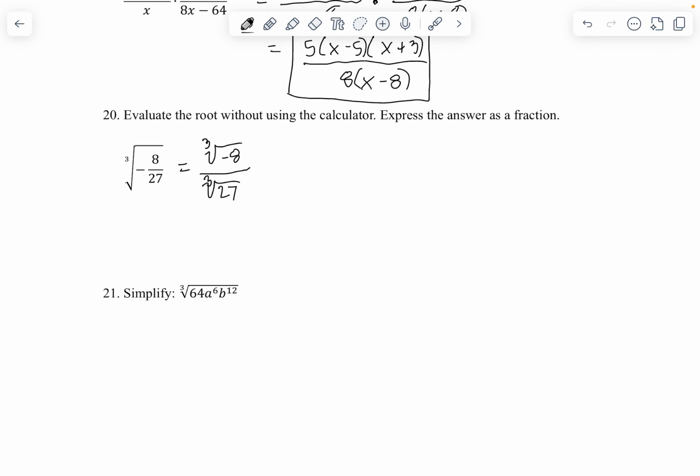A cube root is a number that when it's cubed, you get the original number, right? So the number that you cube to get negative 8 would be negative 2, right? Negative 2 cubed is negative 8. So I get negative 2 on top, and then the cube root of 27 is 3, again because 3 cubed equals 27, right? So it simplifies into that.